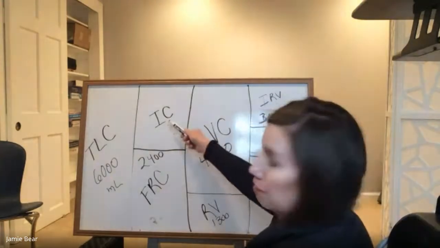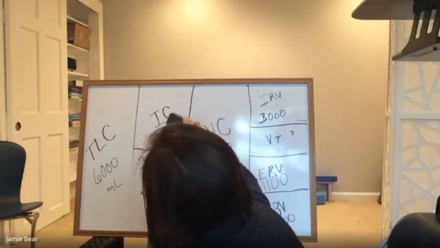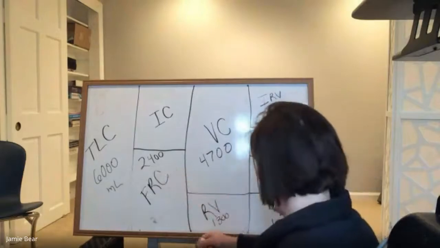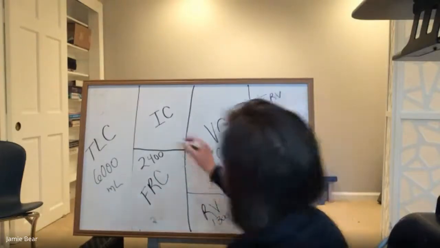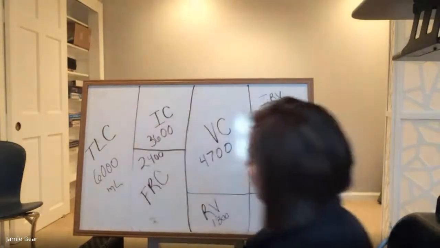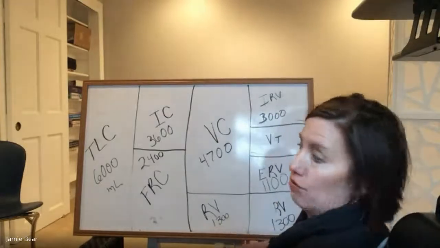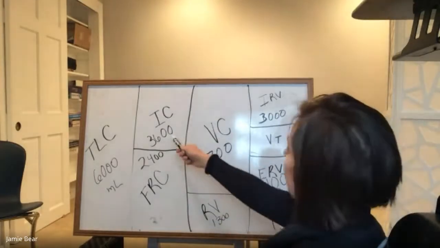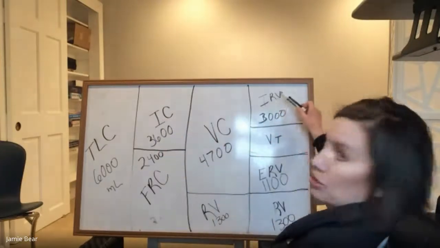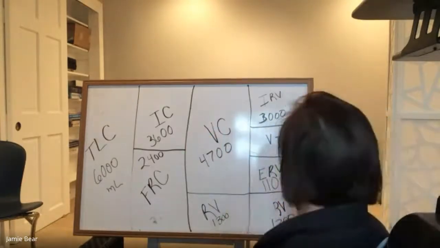So let's just start from here and then we'll go down to the rest. If we look at inspiratory capacity, 6,000 minus 2,400 leaves us an inspiratory capacity of 3,600. Okay, good. Now, finally, the last thing we need to do is solve for tidal volume. So the way I'll do that is look at inspiratory capacity of 3,600 minus inspiratory reserve volume of 3,000, and what's left is 600.